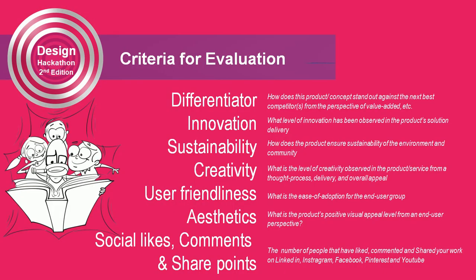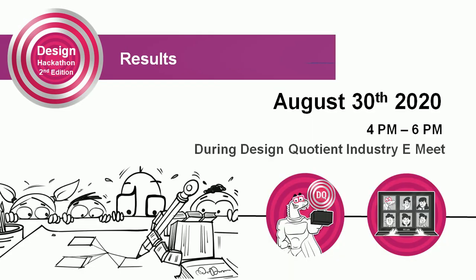This is a snapshot of the criteria for evaluation of your work. Your work should have a strong differentiator, should be innovative, sustainable, creative, user friendliness, should have great aesthetics, and also have garnered great social likes, comments, and share points. The final results will be announced on August 30th, 2020 between 4 p.m. to 6 p.m. during the Design Quotient Industry E-Meet.